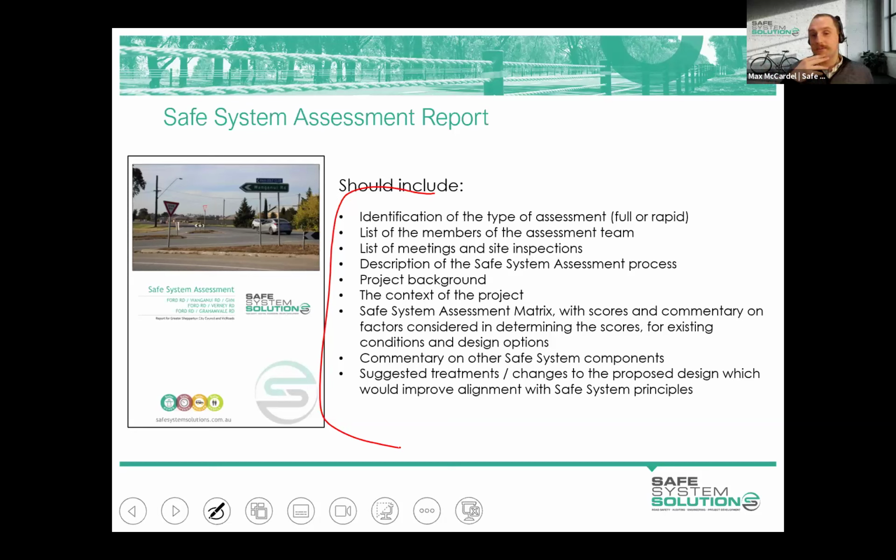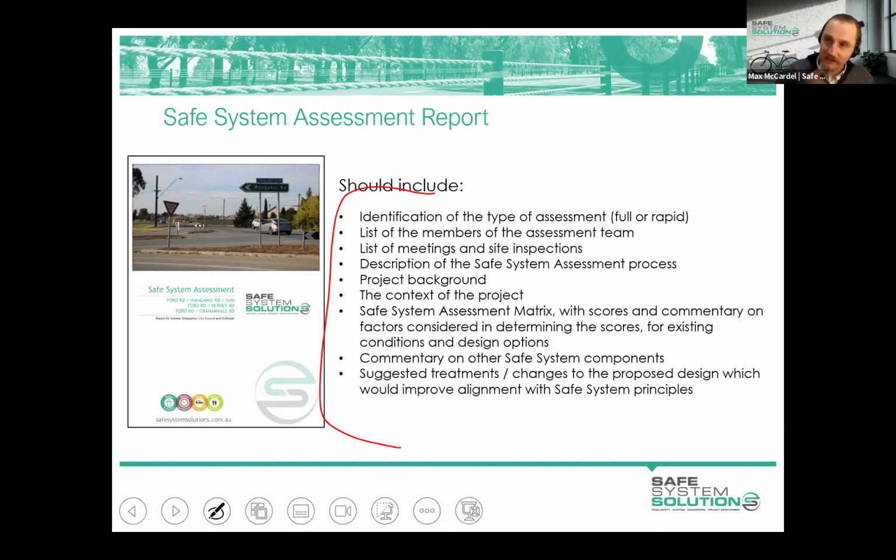Safe system assessment matrix, referencing the other safe system assessment elements or the pillars, and also your recommendations. So basically everything that we chatted through in today's module just needs to be collated in a formal report. We've given you a report template on the LMS that you are welcome to just copy, put your own little badge on it and change the font to your specific liking or whatever your organization uses. That's fine. We're happy for you to use all that information. You don't need to reinvent the wheel there.